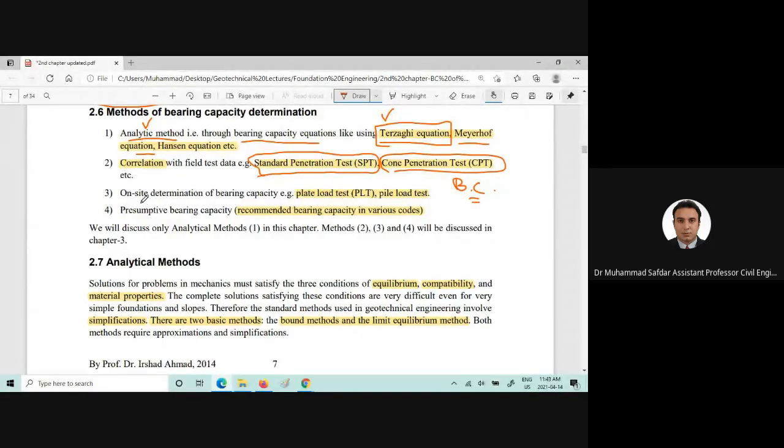In Geotech 2 lab, you might have performed the plate load test and pile load test to find the bearing capacity of the soils. There are various presumptive bearing capacity or the recommended bearing capacity codes proposed by various countries, various societies to find out the bearing capacity of the soils. These three topics we will cover in our course. This one, the fourth one, we might not be able to cover in our course.